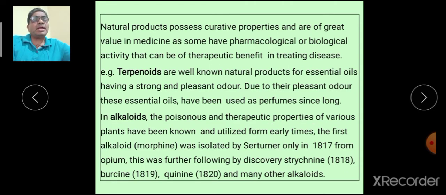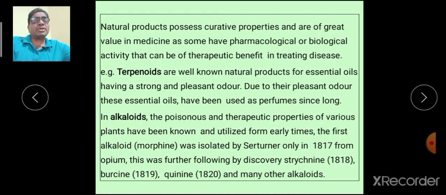Now, why are we going to study natural products? Because they possess curative properties and are of great value in medicines, as some have pharmacological or biological activity that can be of therapeutic benefit in treating some diseases. For example, the natural products terpenoids are well-known for essential oils having a strong and pleasant odor. And due to this, these essential oils have been used in perfumes since long ago.